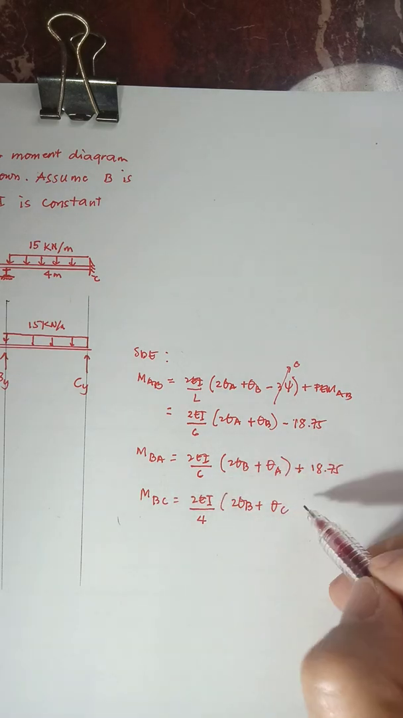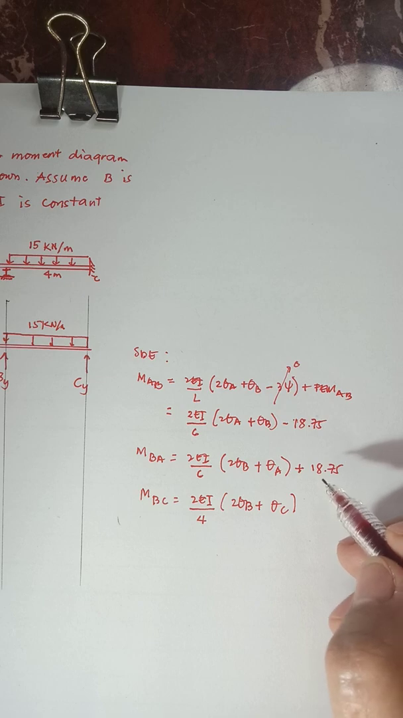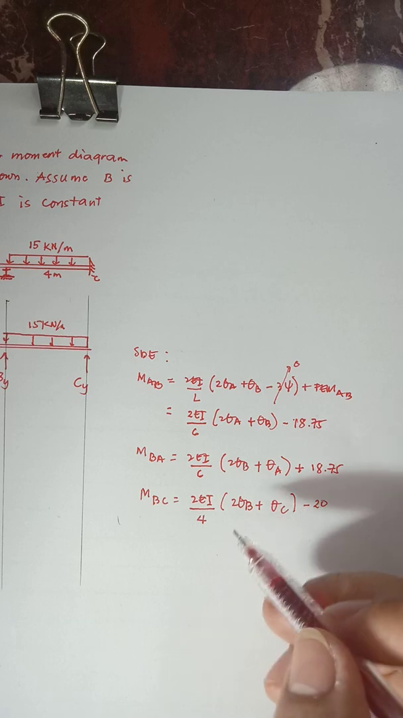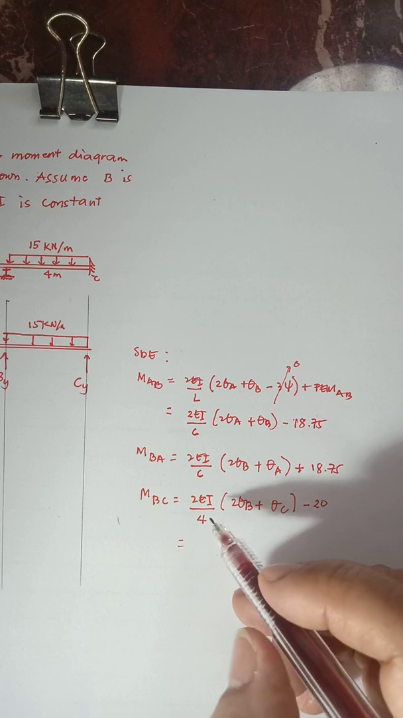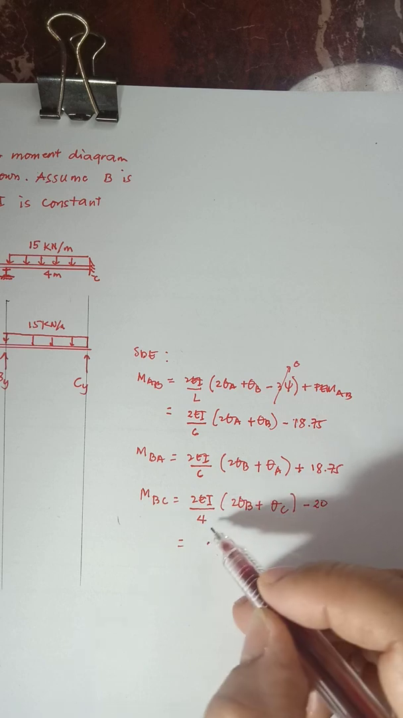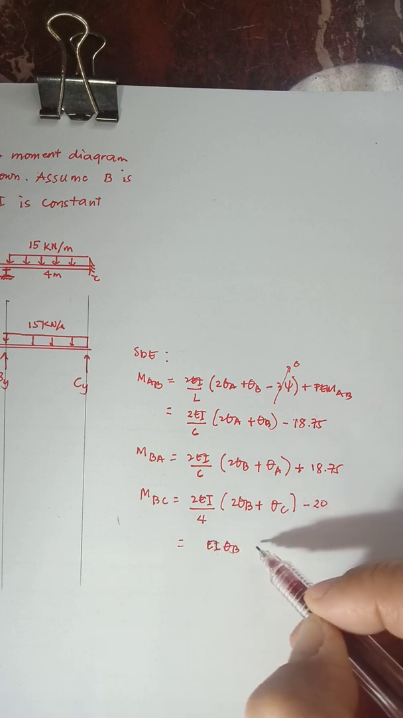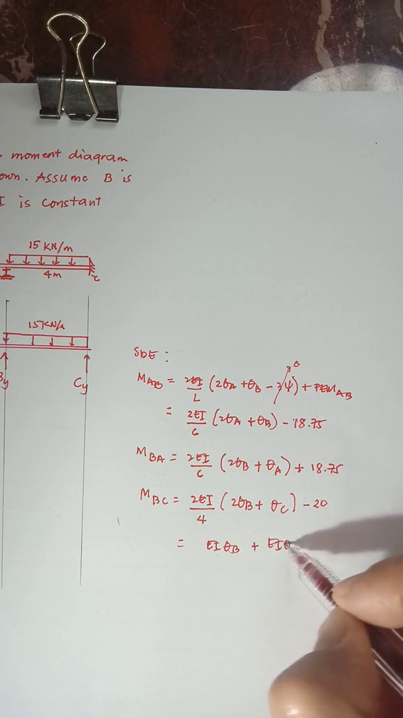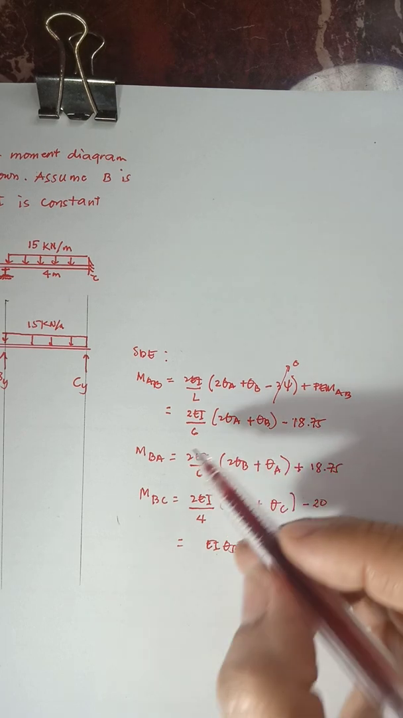Okay, BC naman na, theta C. Nya atong fixed end moment BC is minus 20, and this will be equal to, simplifying, we have 4 over 4, that's 1, so EI theta B plus EI theta C over 2 minus 20. Okay, so hindi nato ni na simplify, no?